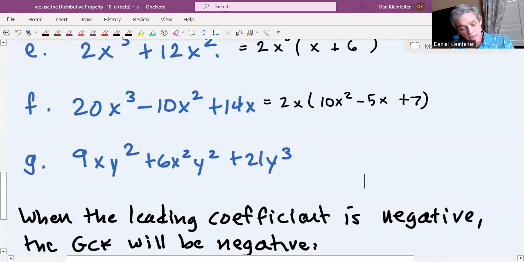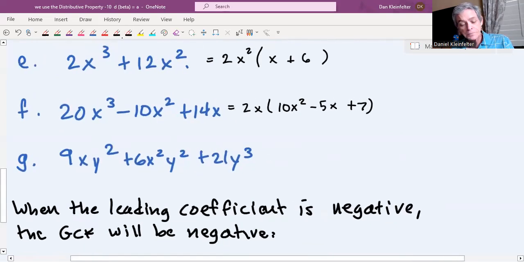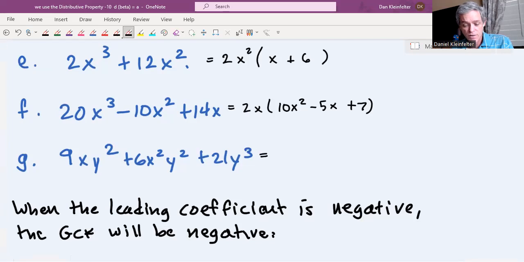All right, last one. This has got 2 different variables in it, but that's okay. I will be careful. We have 9, 6, and 21. So the greatest common factor there is going to be 3 as far as the numbers go. And then let me see what letters they have in common. Let's do x's first. I like to go in alphabetical order. So x, x squared, and then the last one doesn't have an x in it, so I guess we're stuck.